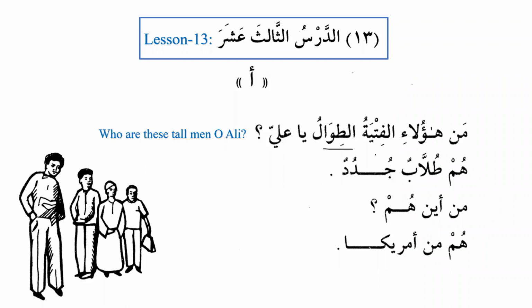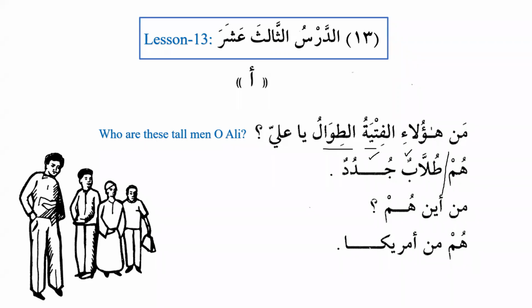So now we can see that fatan, and the plural is fityatun, and tawilun, and the plural of tawilun is tiwalu. Who are these tall men? So here we have to focus on everything now. Who are these tall men? Hum tullabun jududun, on the pattern of fu'ulun. Talibun, and the plural of talibun is tullabun, and tullabun is mawsuf, and jududun is sifa.